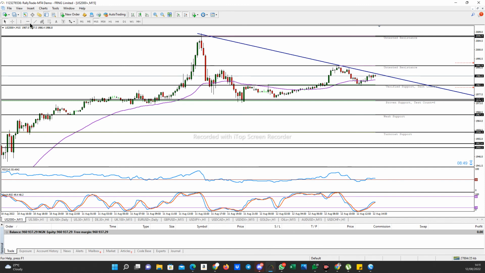For the buy on this particular instrument, if price is able to break above this untested resistance, on the next candle I want to take my buy and be looking to take my profit at 2006.9. I'll take my buy after price breaks this untested resistance. On the next candle I take a buy and place my take profit at 2006.9. That is my take for US 2000.